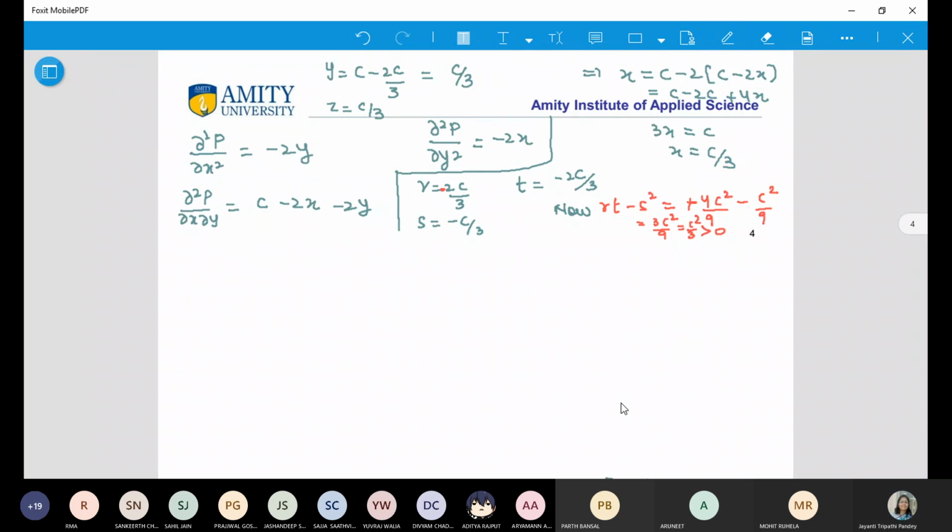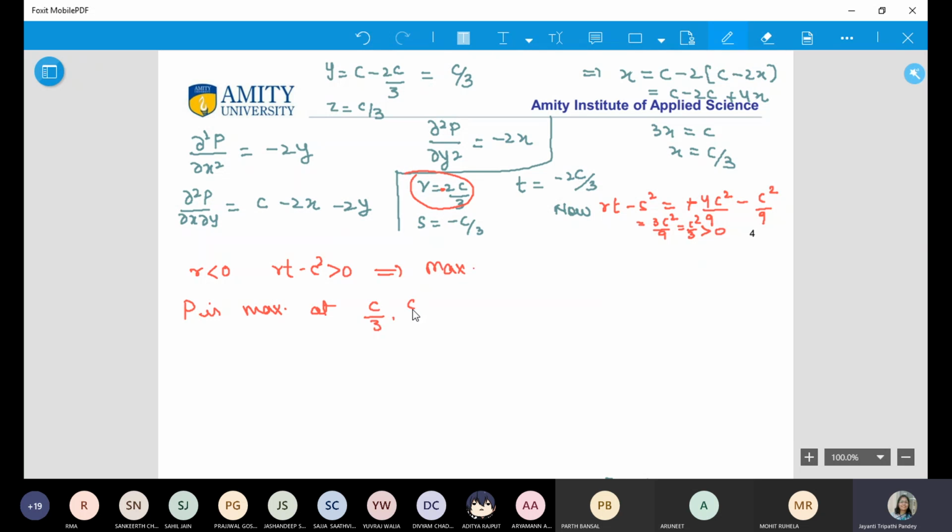Yes, ma'am. Your r is negative and rt minus s square is positive, maxima. So P is maximum at c by 3, c by 3, c by 3. Is this fine?